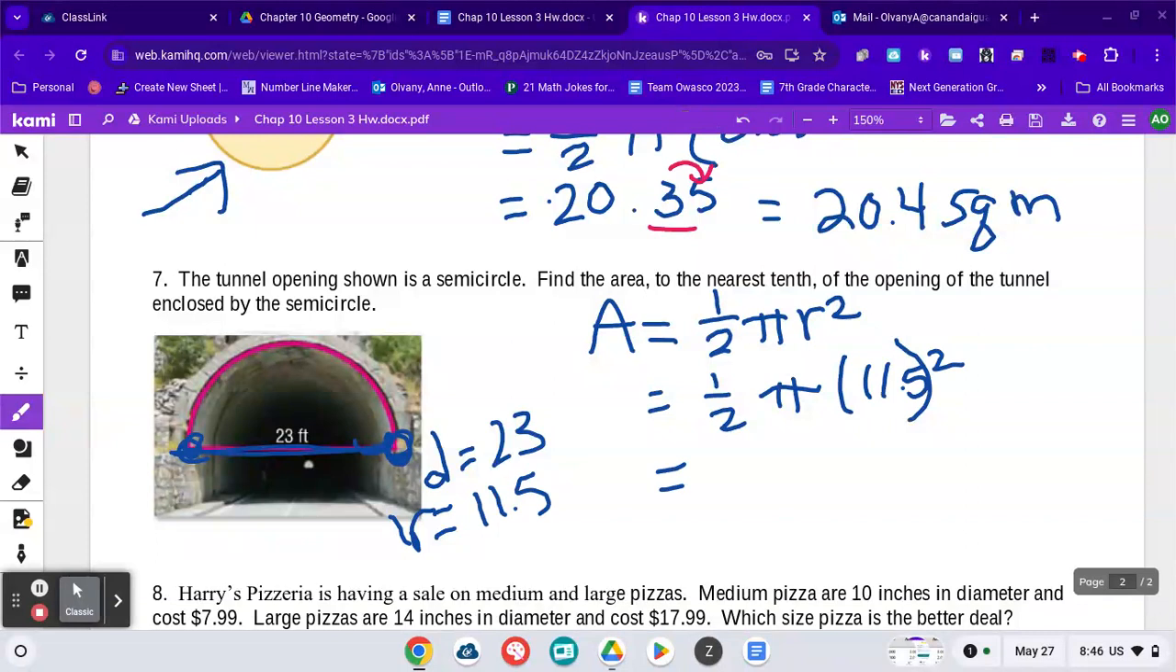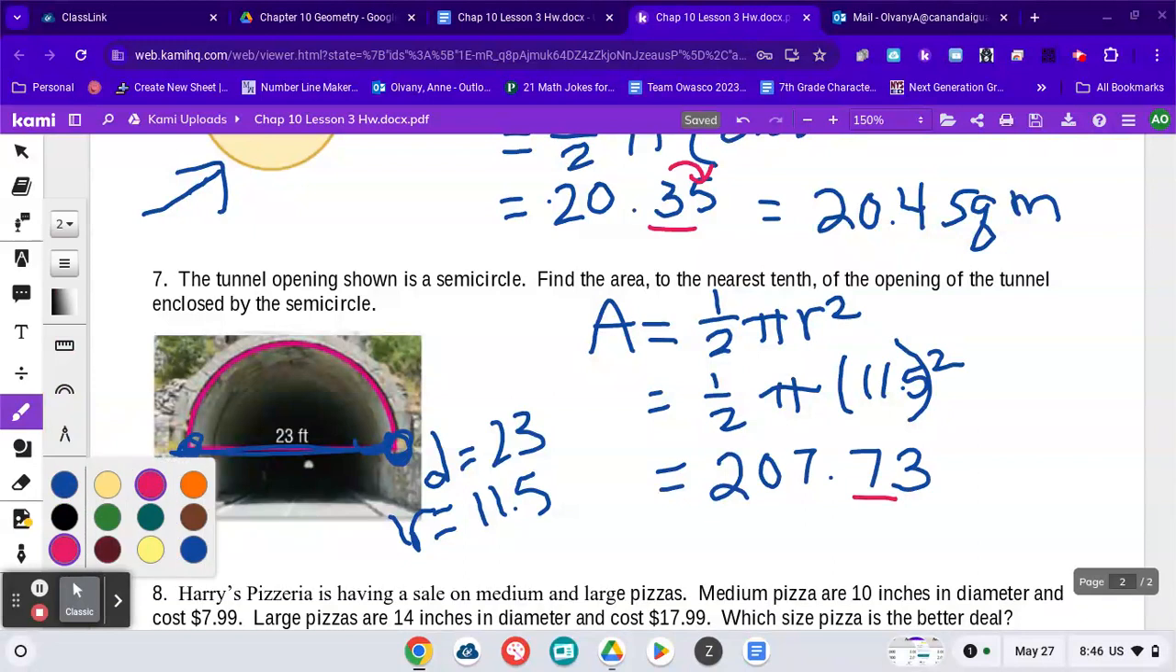And now it's time for our major calculating. 11.5 squared gives me 207.73. 7 is in the tenths place. 3 tells me not to round. That's not 5 or above. I won't give it a shove. Feet squared.